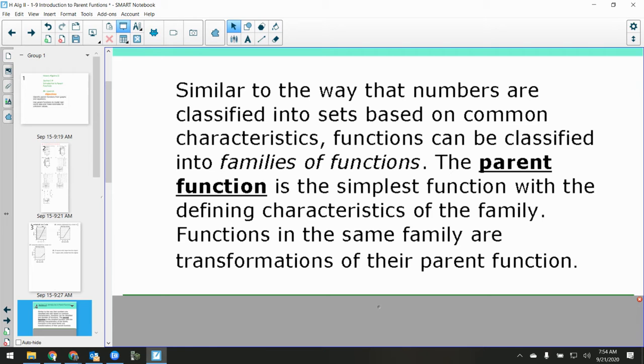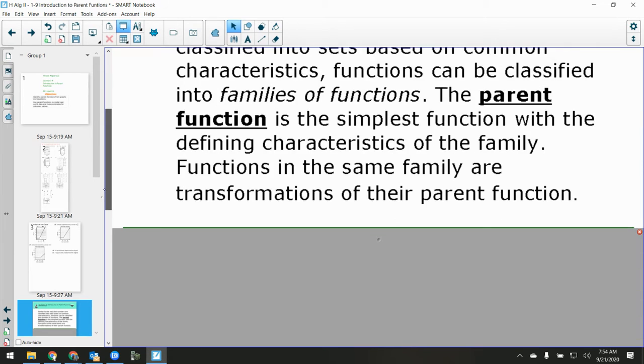Say the quadratic parent. We'll look at that in a second. It's just x squared. The quadratic parent is just x squared. If you wanted to create any quadratic possible, it's really just a set of transformations that happened to it: stretches, compressions, shifts, reflections, and so on. Probably a combination of a lot of them, depending upon what it looks like. But the parent function is basically the simplest function within that family. Functions in the same family are transformations of their parent function.